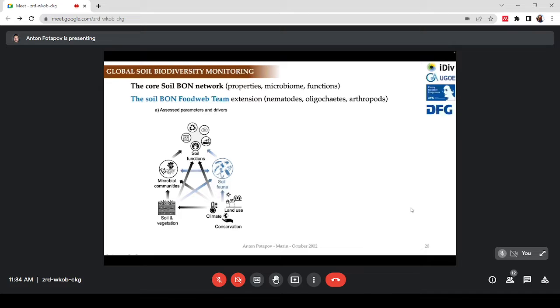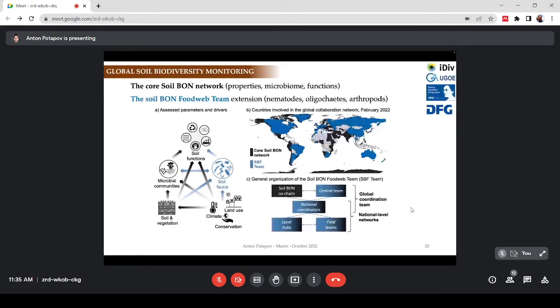And at present, the SoilBON itself includes over 80 countries, but the SoilBON food web, the animal part, I think covers around 30 countries, where we intend to assess these different size classes of soil animals. And how we work is that we have a global coordination network. It's a volunteer initiative. So at present, we don't have explicit funds, but we are applying for certain projects on different scales to support this network. But the network primarily is supported voluntarily by researchers around the world.